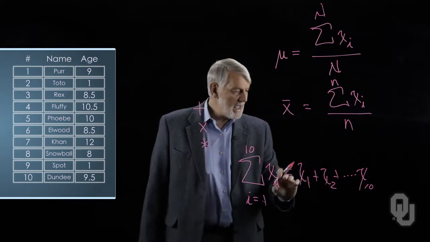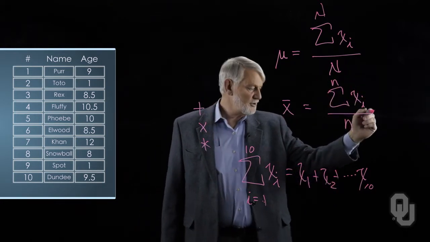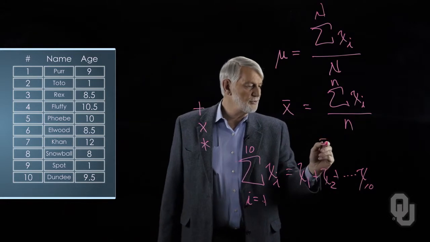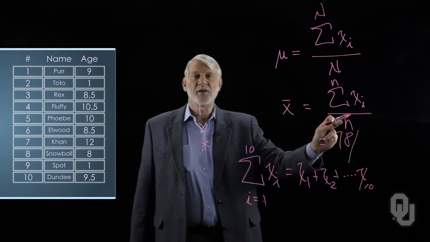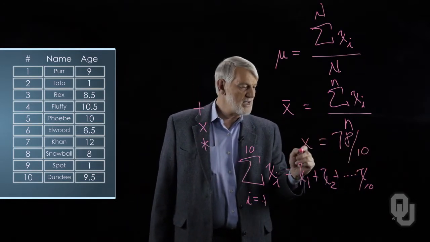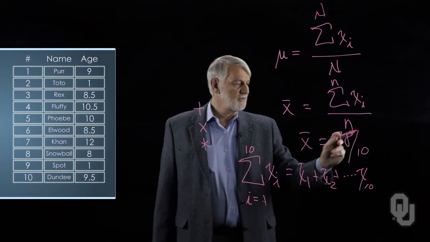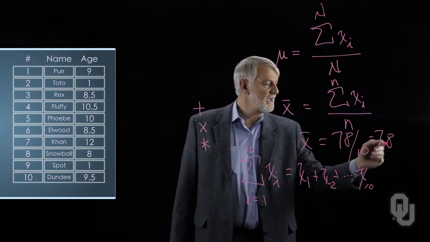If we add all those numbers up, that gives us the number on the top. It turns out that that is equal to 78. And then we divide by the number of observations, which is 10. So it turns out that the sample mean is equal to 78 divided by 10, or 7.8 years.